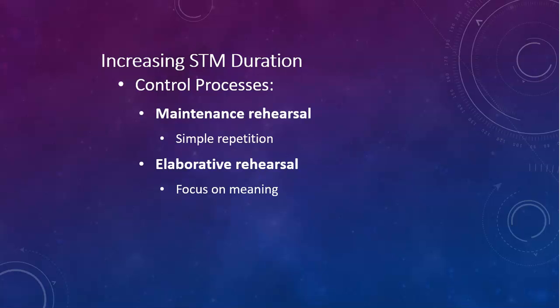Now, that was how to increase the number of things in your short-term memory, but we can also increase our short-term memory duration, so the amount of time things stay in the short-term memory. And again, these are called control processes. So the first one is maintenance rehearsal, and so this is just simple repetition.